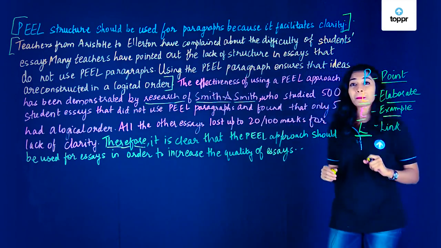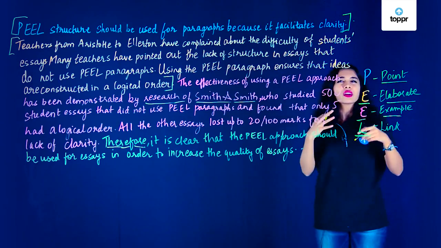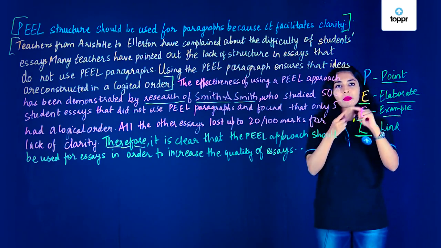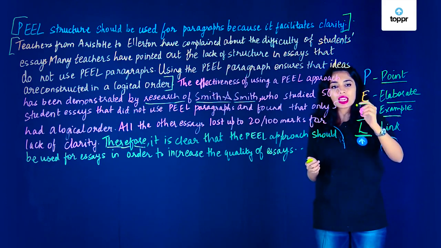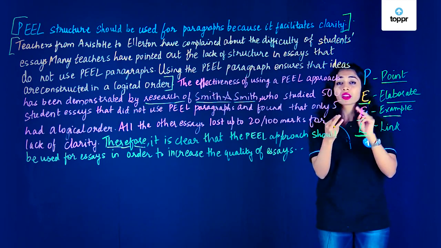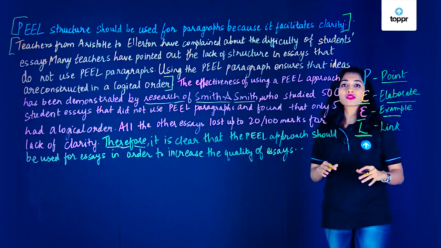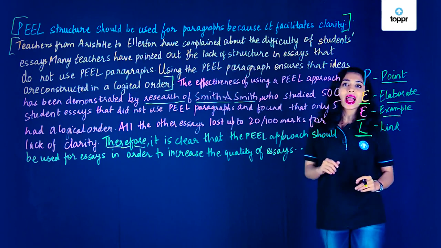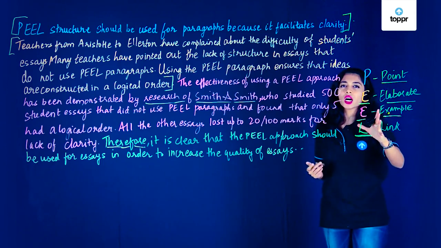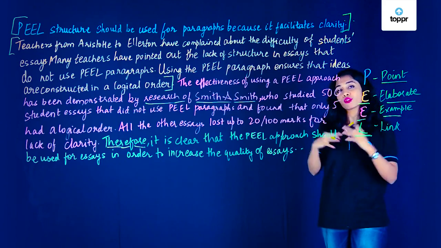So this was our PEEL paragraph writing technique, and I hope this was helpful, and I would recommend you guys use this technique because it's easy to remember. Just 4 letters, P-E-E-L. Just think of the banana peel, and it is point, explain or elaborate. The other E stands for evidence or example, and lastly, the L is for link. By following this technique, there will always be a logical order to your paragraph, and your paragraphs will always be clear and full of clarity.